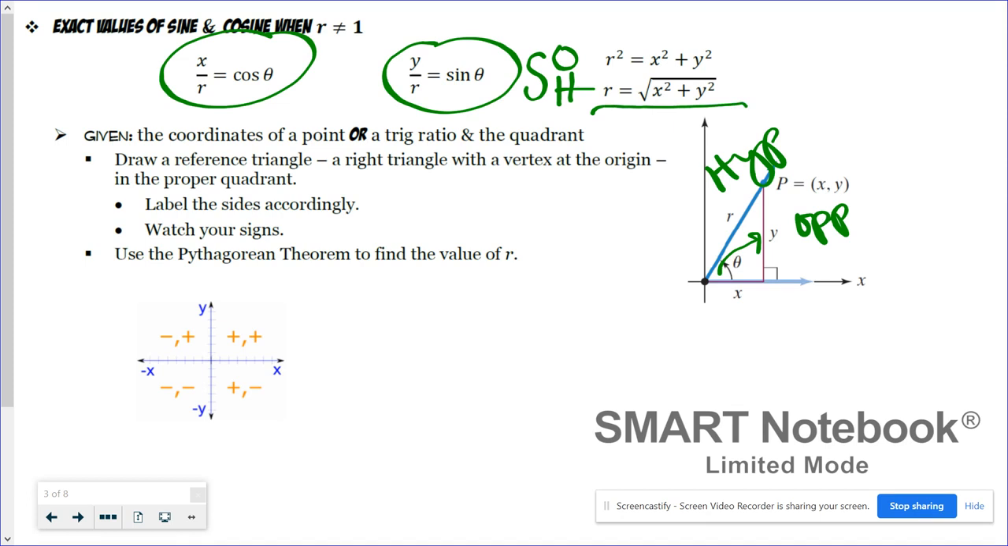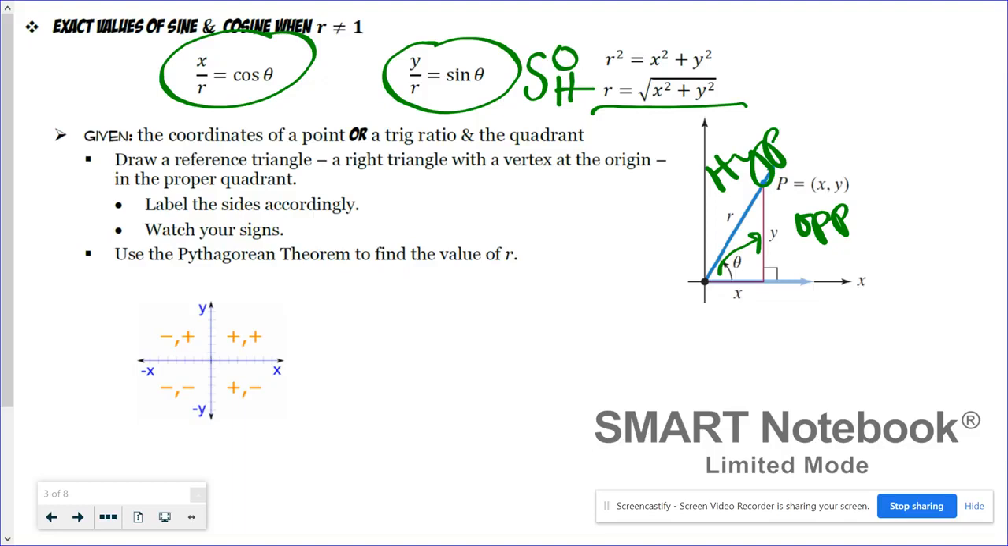Really, it's just like the information is being given to us differently. Instead of giving us a triangle with 2 or 3 of its sides, we're being given the coordinates of a point on the unit circle. We can use those coordinates and we can still find the values of sine and cosine, and we can still use those SOHCAHTOA rules.